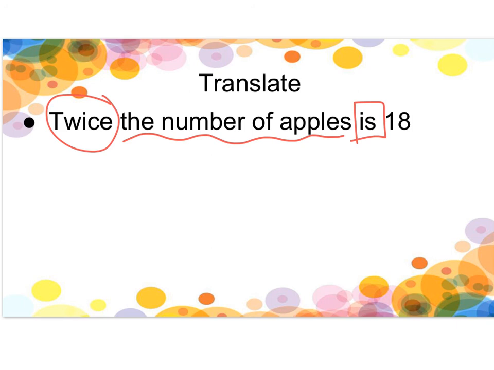And now that I have all of my parts separated, I can translate. So twice means 2 times something, and I can use a dot, parentheses, or nothing if I have a letter and a number together. I'm going to choose to use my dot again. I have twice the number of apples, or 2 times the number of apples. I'm going to use A for my variable for the apples. So 2 times the number of apples is an equal sign, 18, and we are done.